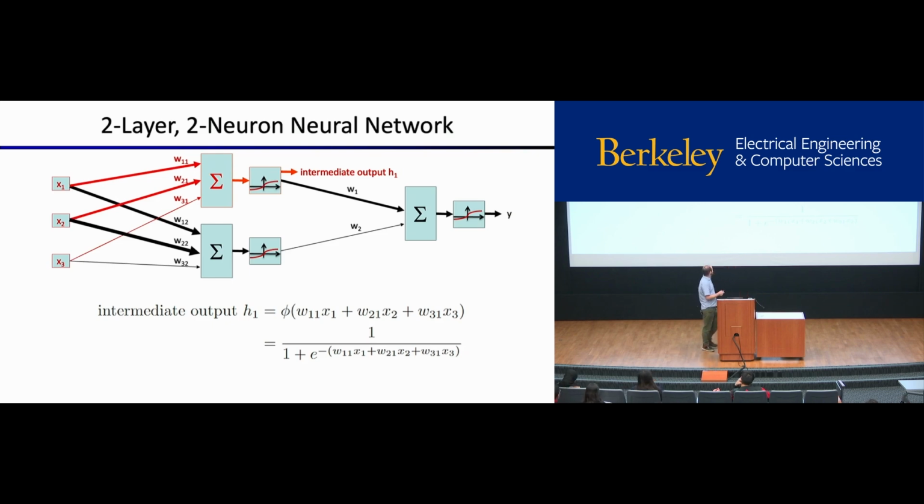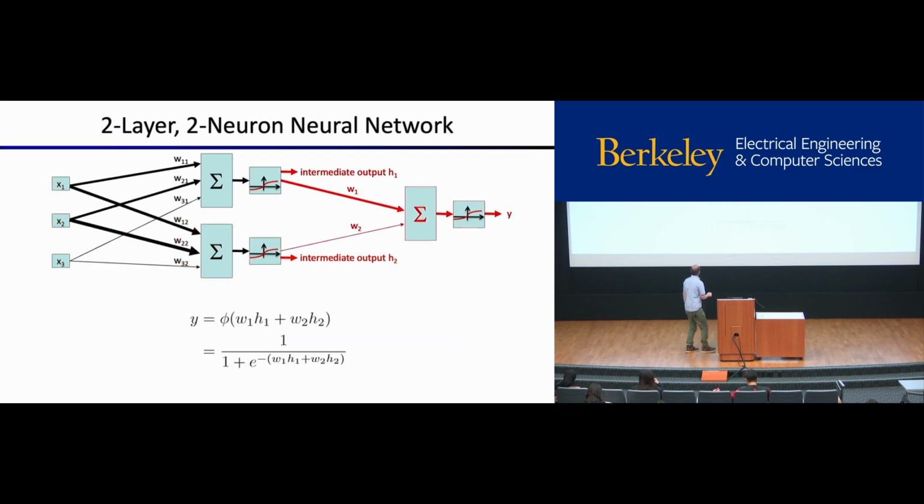So what's going on here you can think of as intermediate outputs. Let's call this intermediate output H1, and this will be H2. This takes this form. This is the sigmoid function, so we don't have to keep writing it out as 1 over 1 plus e to the negative thing. We just write phi of that thing. H2 takes this form, H1 took that form, and then y takes this form.